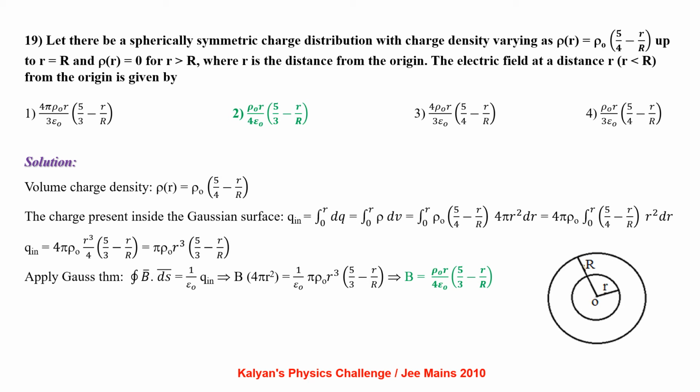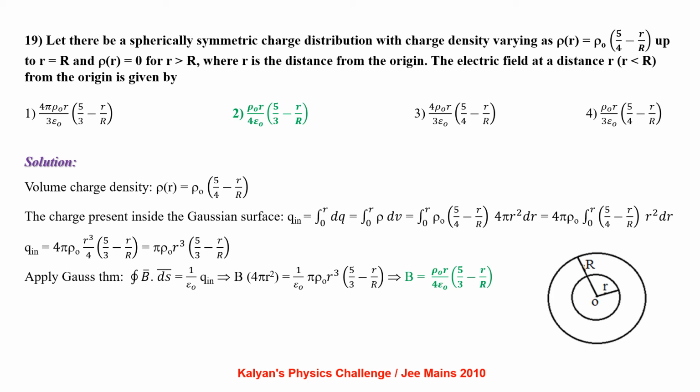Volume charge density is given by rho of r equal to rho naught of 5 by 4 minus small r by capital R. Now from here we have to find the charge included in the Gaussian surface first. Q in equal to integral 0 to r dq. dq is written as rho dV, as the given charge distribution is volume charge distribution. We have to take infinitesimally small amount of volume dV. You can see the diagram.